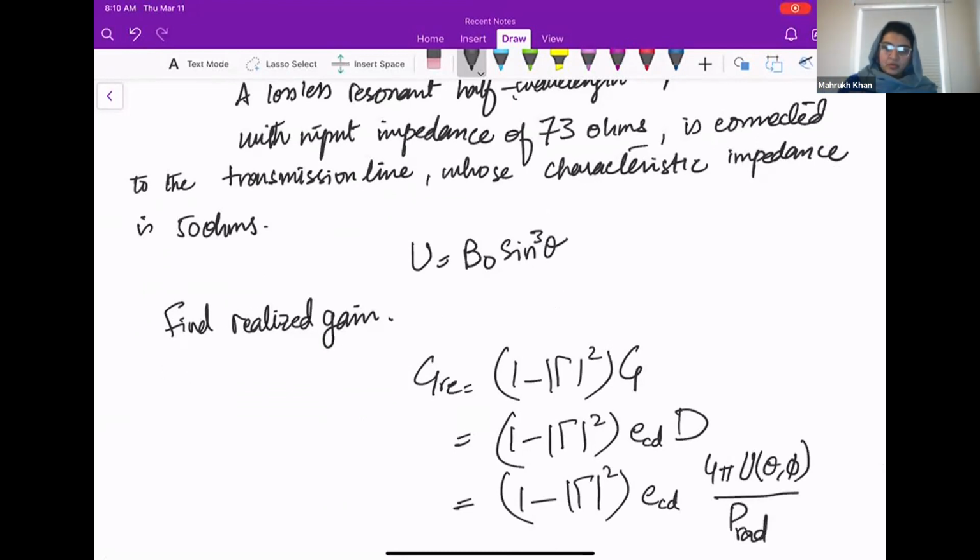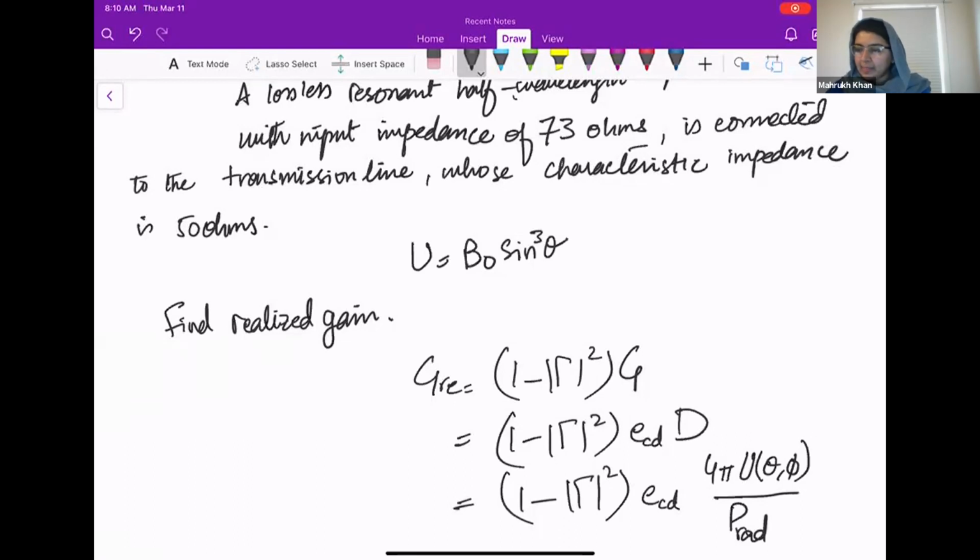Right? So what we should find in this case to find realized gain. So what are the quantities that we should know to find realized gain? The radiated power. Yes, and the radiation efficiency and also the reflection coefficient. Yes. So these three things we will try to find, right?